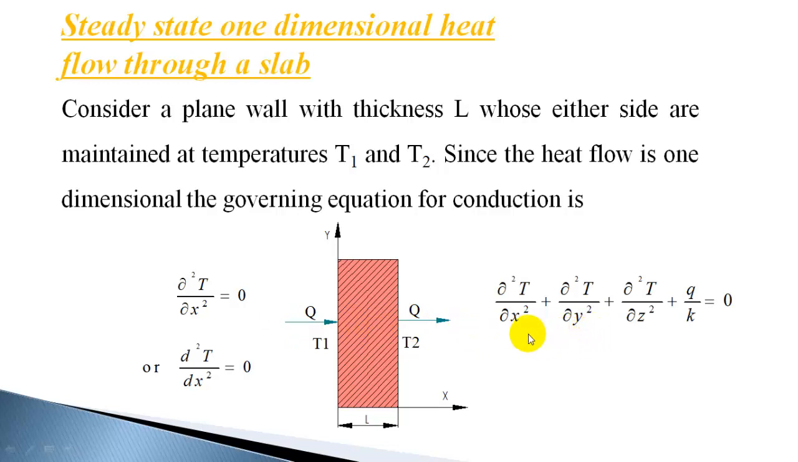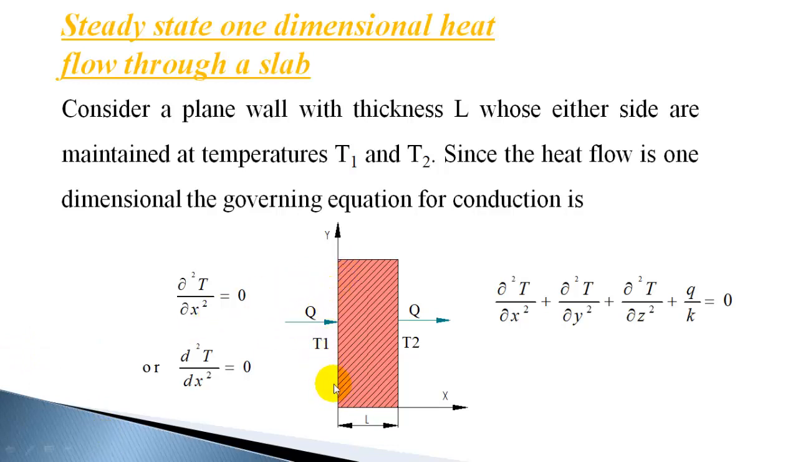We already have the steady-state three-dimensional heat conduction equation with heat generation. We are taking steady state. Steady state means temperature is not changing with respect to time. This end of the slab is maintained at constant temperature throughout the time period. So initially it is T1, and even at the end of one hour it's T1.